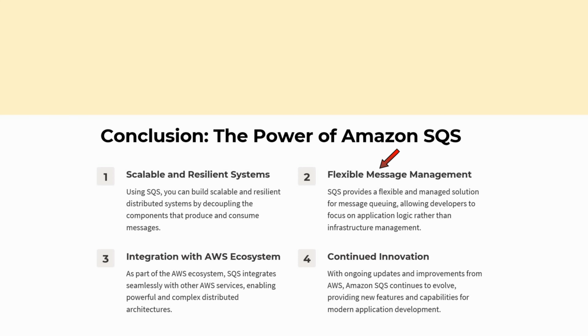The second point is flexible message management. SQS provides a flexible and managed solution for message queuing, allowing developers to focus on application logic rather than infrastructure management. Third point is integration with the AWS ecosystem. As part of the AWS ecosystem, SQS integrates seamlessly with other AWS services, enabling powerful and complex distributed architecture.